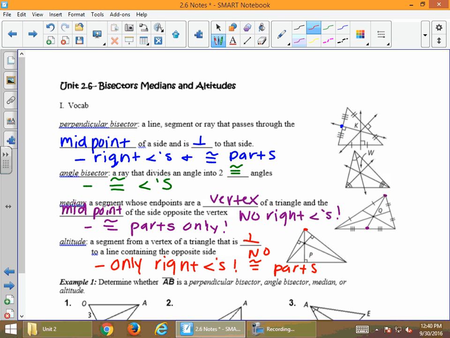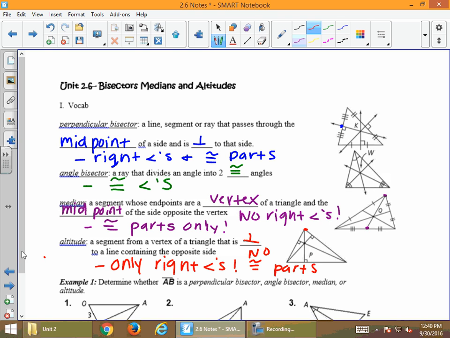Okay. So medians only have congruent parts. Only that. Altitudes only have right angles. Perpendicular bisectors have both. Okay? Medians, congruent parts only. Altitudes, only right angles. Perpendicular bisectors have both. Angle bisectors are nice and different. We only have congruent angles. Okay? Questions over here?